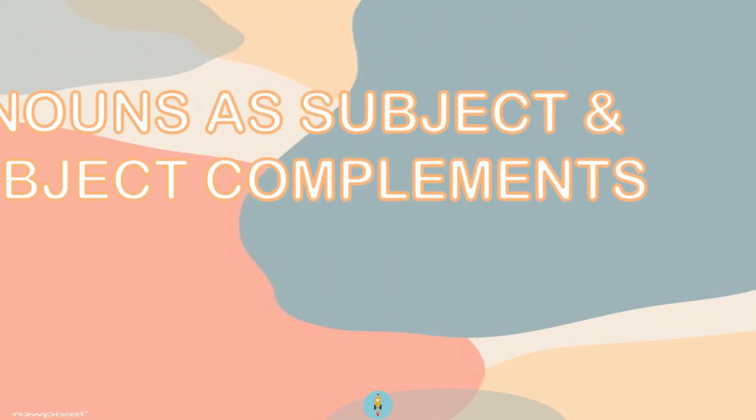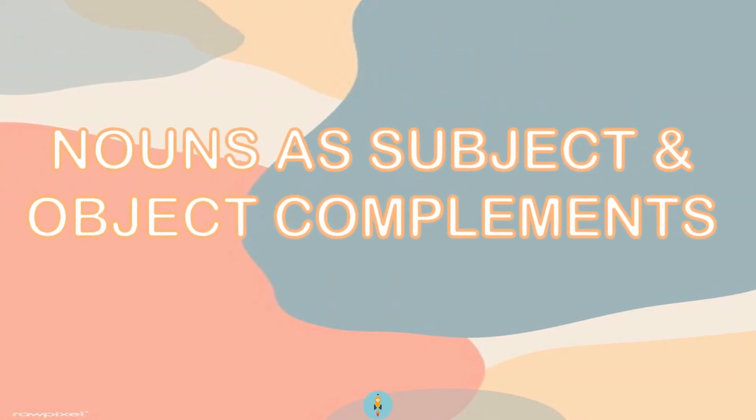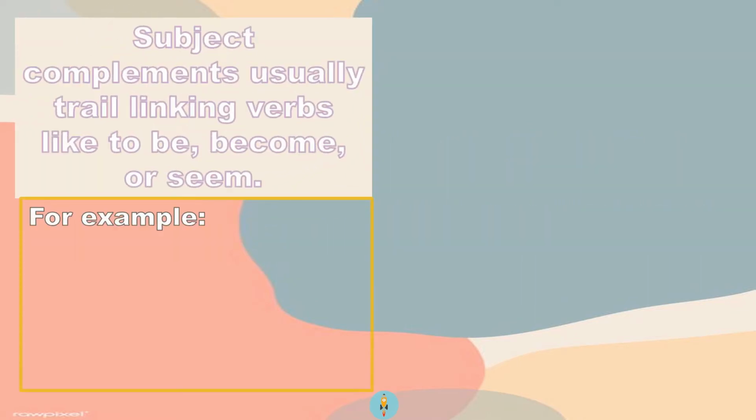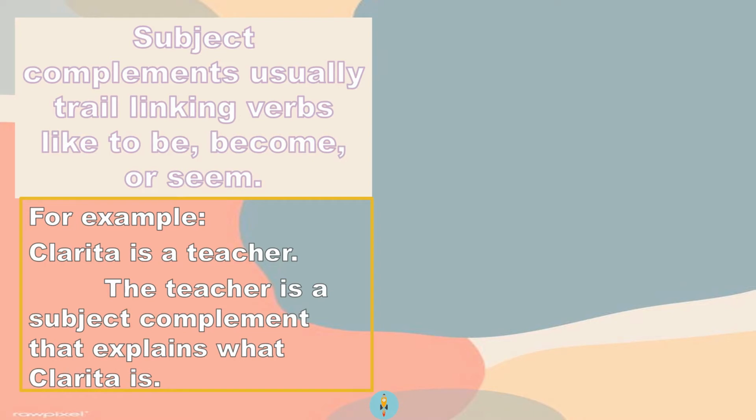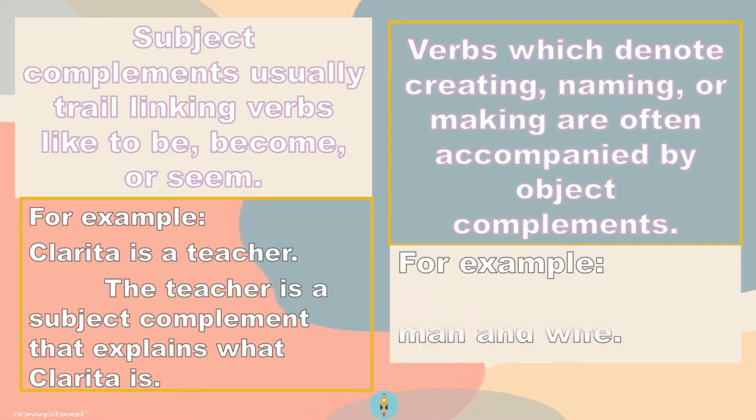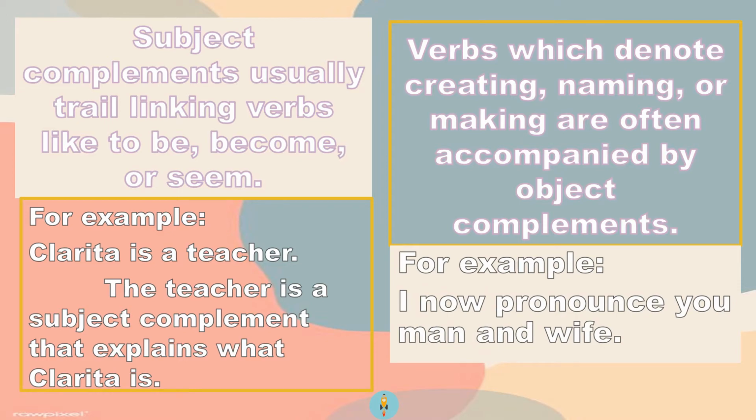Next, we have nouns as subject and object complements. Subject complements usually trail linking verbs like to be, become, or seem. Verbs which denote creating, naming, or making are often accompanied by object complements.